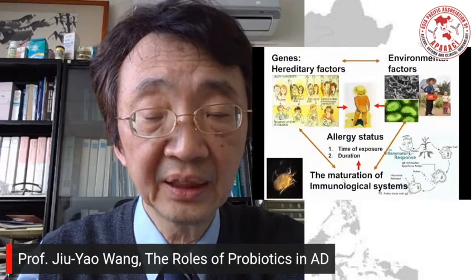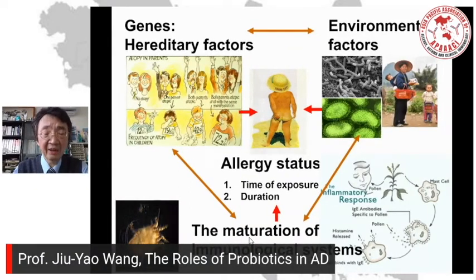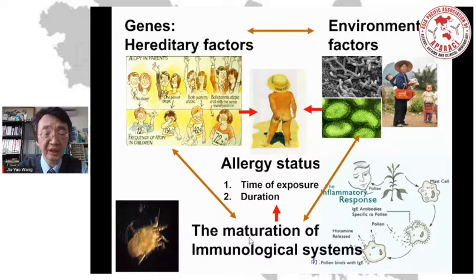You can see from this slide, allergic disease involves a very complex interaction of genetic factors as well as environmental factors. If we have a susceptibility gene for allergy and still have some heritable factors that lead to more exposure to environmental stimuli, then we will easily develop an allergic disorder. But most importantly, it is the interaction of the genetic and environmental factors that will cause our immune system to somehow deviate toward the type 2 inflammation response.